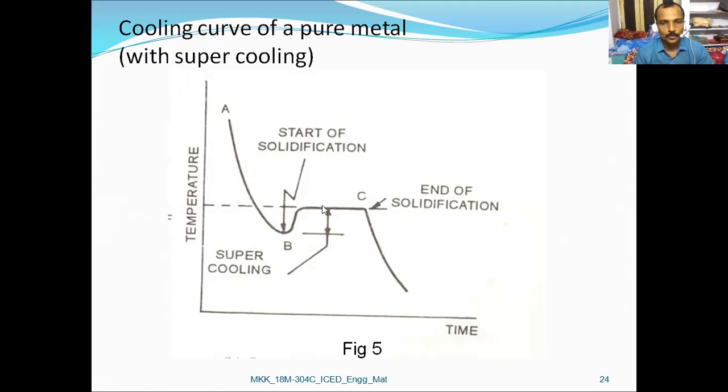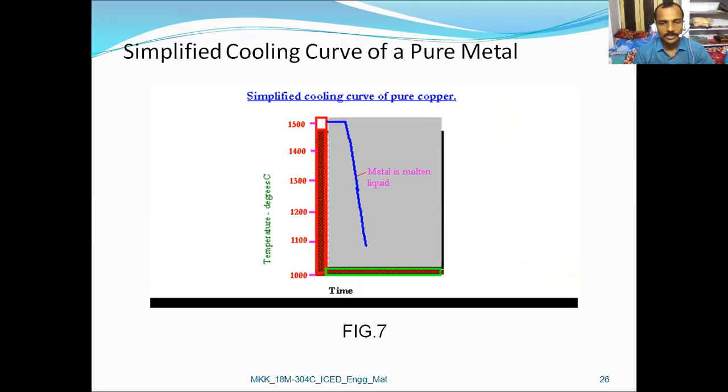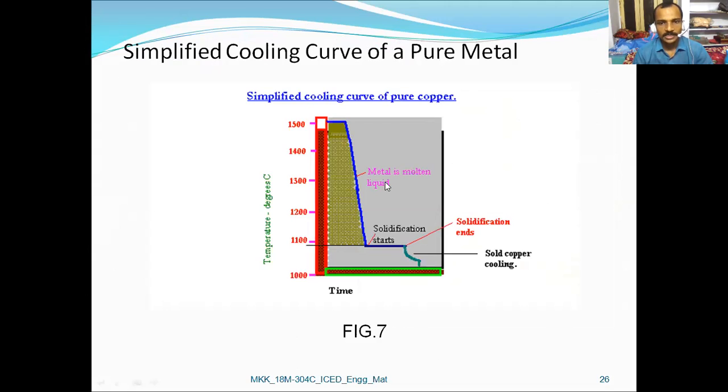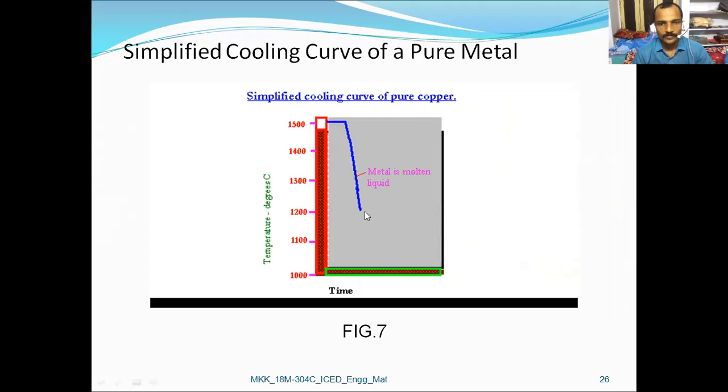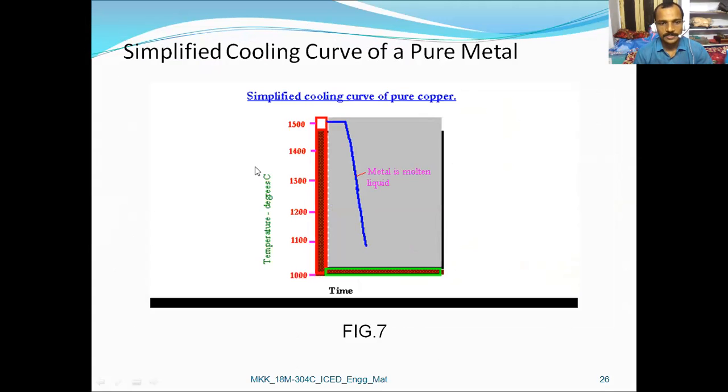So this is the supercooling process. When pure metals are cooled rapidly, supercooling or formation of solid crystals at the freezing point is sometimes inhibited. So start of solidification is delayed. In this particular graph, we are able to see the liquid state, the solidification starting point and solidification ending point. This is the temperature range and this is the time range.